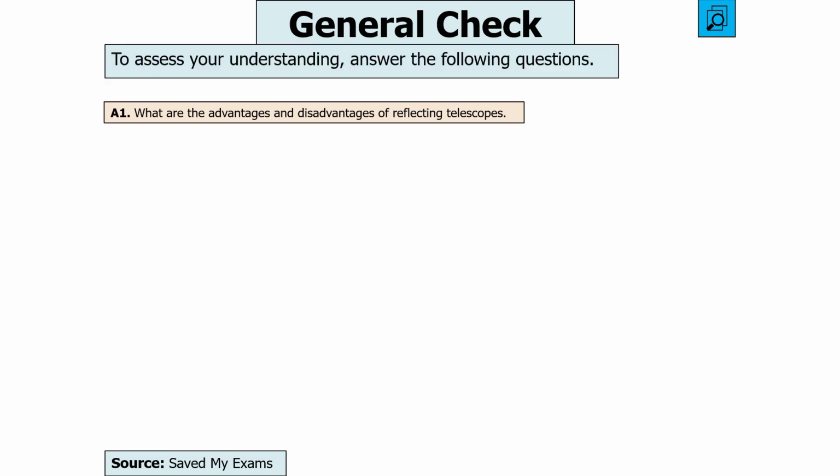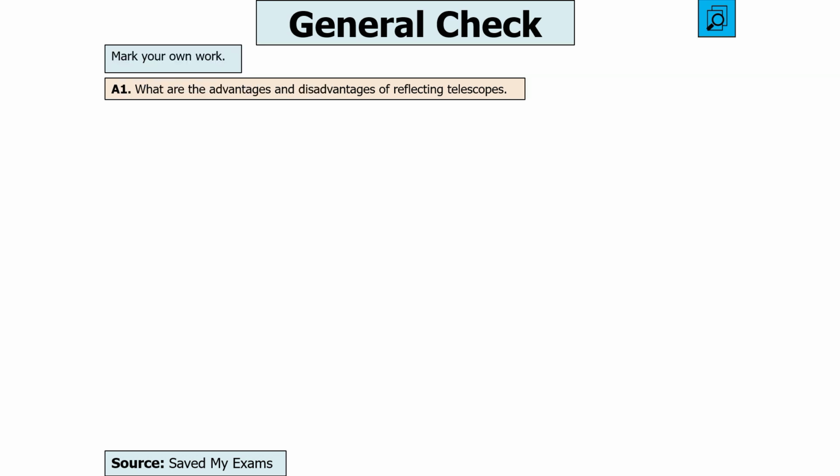Now the next question says, what are the advantages and disadvantages of reflecting telescopes? So pause the video now, then unpause the video when you want to go through your answer. Right, in this next question, we can link it through to the different parts of the reflecting telescope.